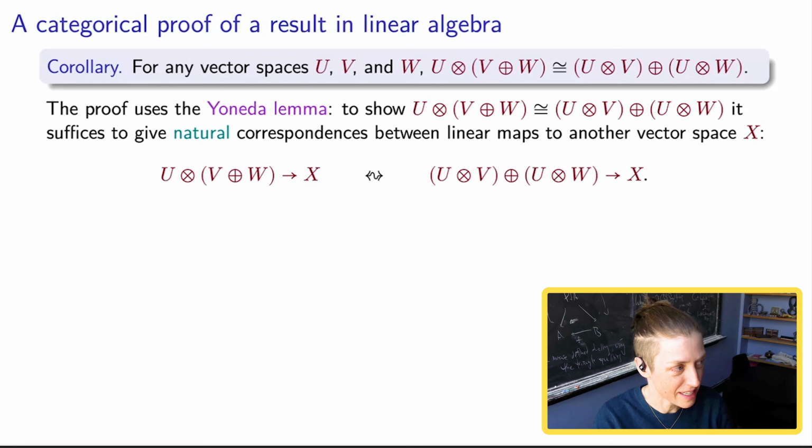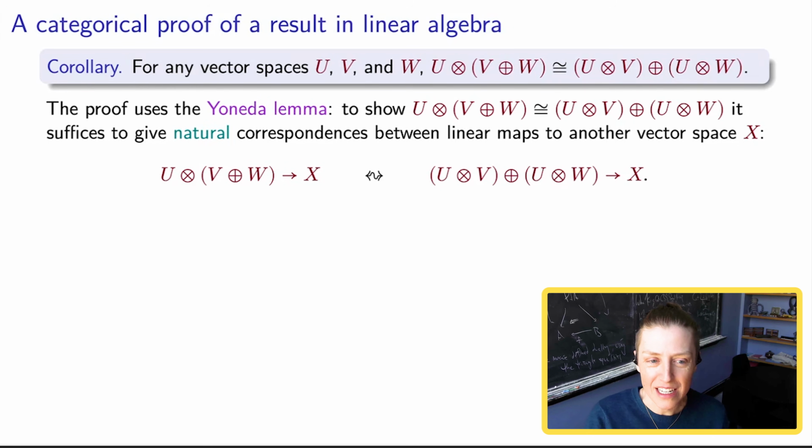And natural is a technical term in category theory, but it also sort of means what it means intuitively. So I won't give a definition of this, but essentially it means that you're not making arbitrary choices. It feels like you're just giving a direct construction. This thing would work for any X. If you swapped out a different vector space Y, it would be the same construction. That's sort of what natural means.